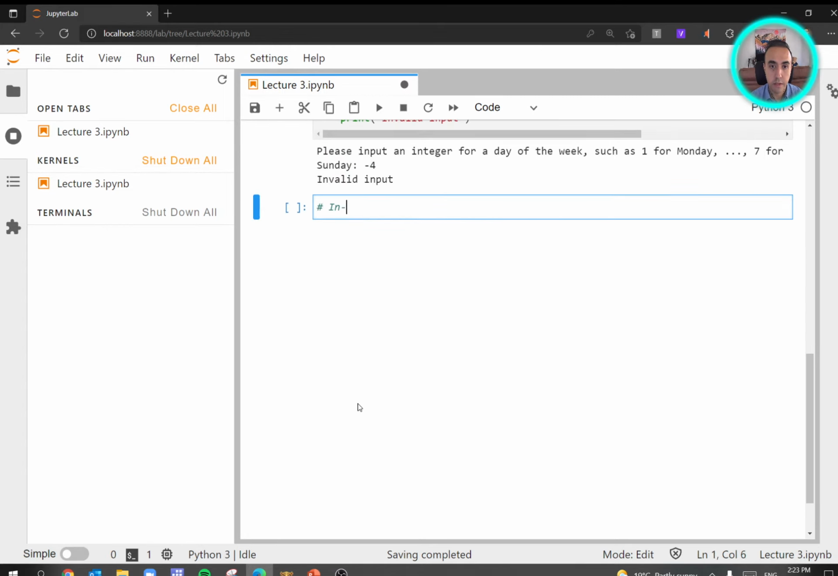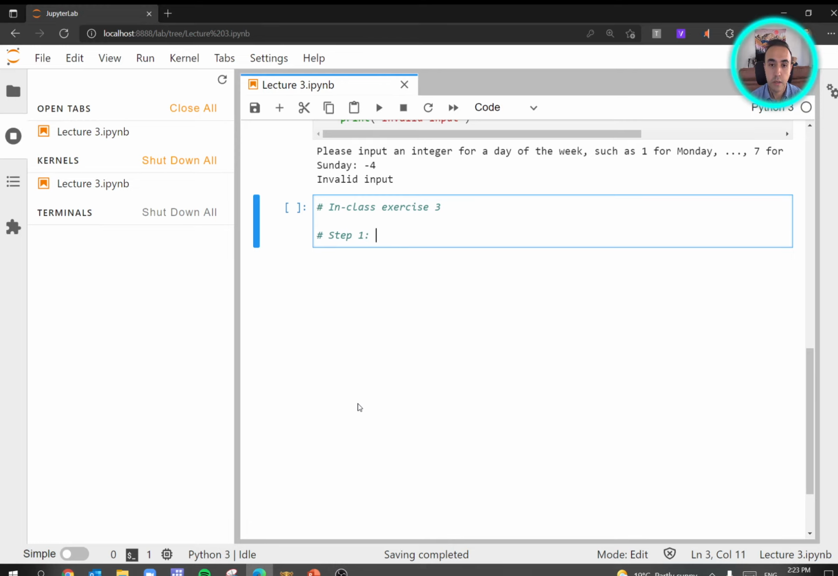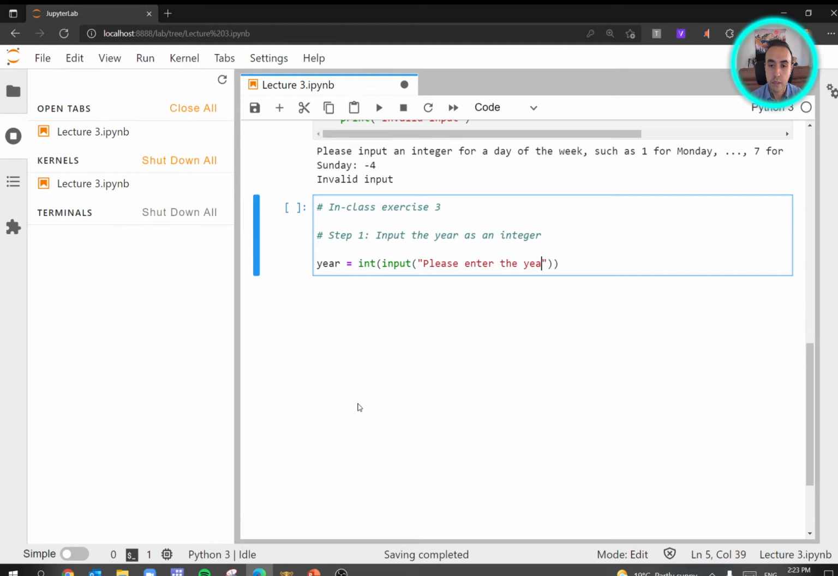Awesome. So we have in-class exercise number 3. Step 1: we first prompt the user to enter a year as an integer. So we go year equals, and I'll directly convert it to an integer. Please enter the year as an integer and press enter.